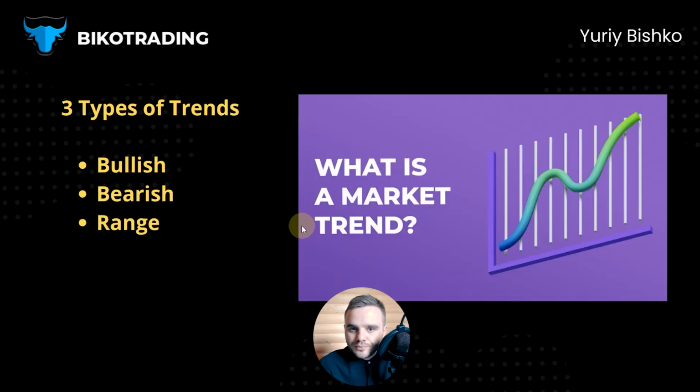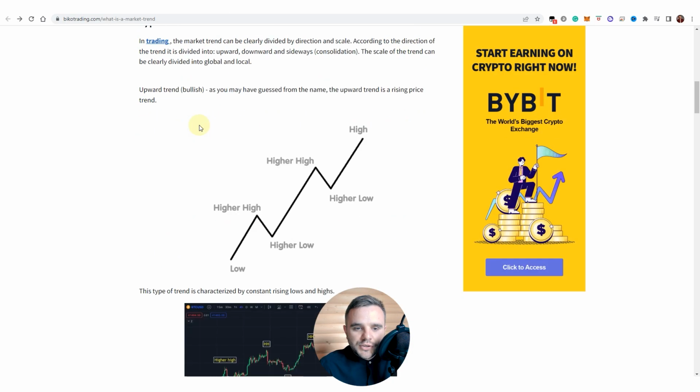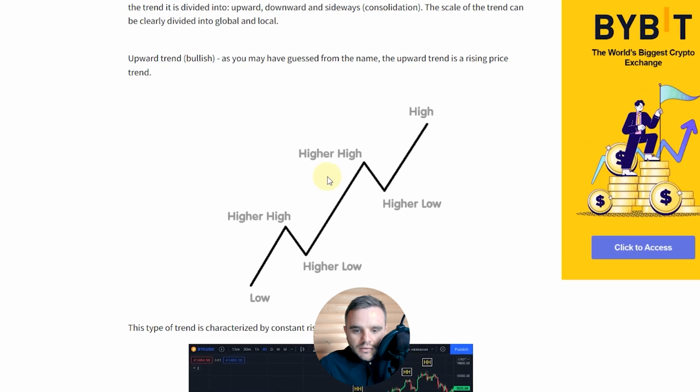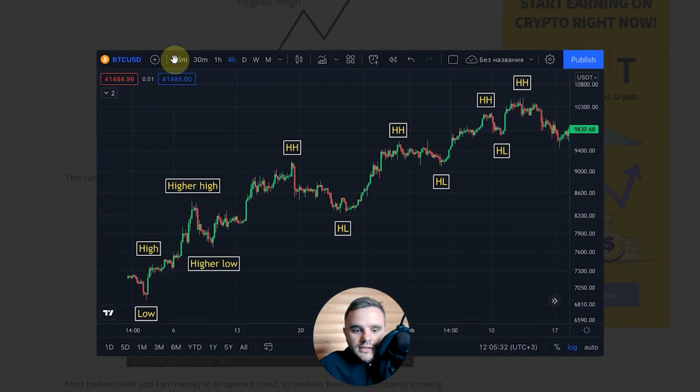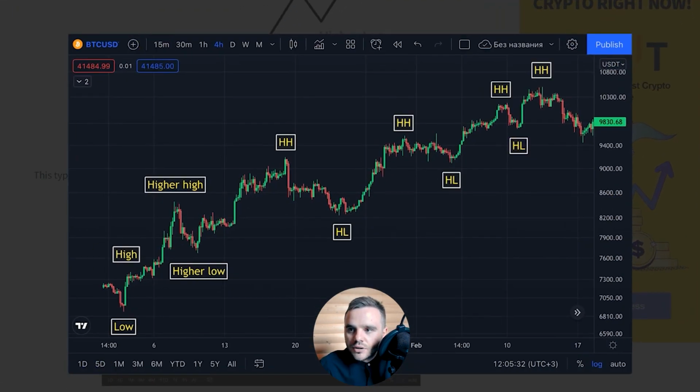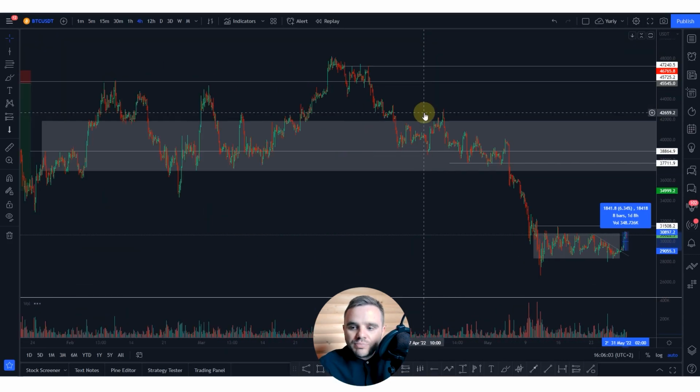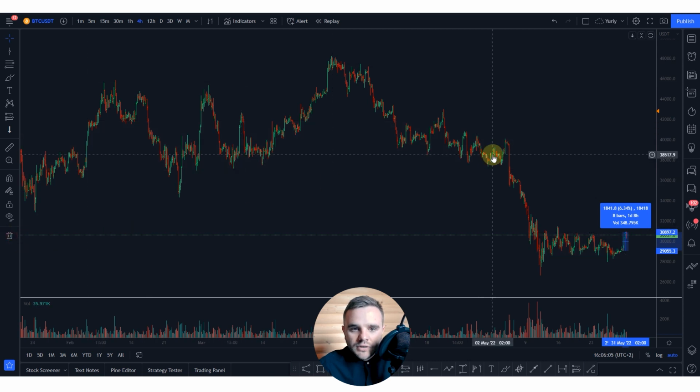Let me show you all of these three types of the market. First one, let's cover the bullish trend. How does it look? It is when in most cases price moves up, when every low is higher and higher, and every high is higher and higher. Have a look at this example. It is like a trend on Bitcoin. Pay attention. Every low, higher, higher, and higher. When we analyze a trend, it is so important to use bigger time frames. Remember the part when we covered time frames?